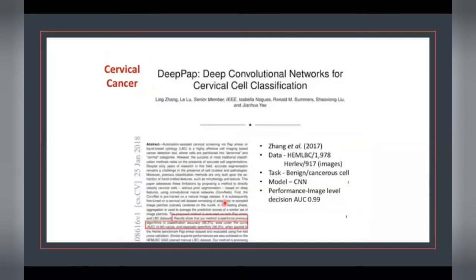Now, this is another technology which has come in. It's called DeepPap. This DeepPap is done on LBC smears. In 2017, Zhang et al. devised an algorithm through which he did a training, and that can actually tell you whether it is a benign or a cancerous cell, or a cell which is atypical, and whether it belongs to an L cell or an H cell, with an accuracy decision of AUC of 0.99, which is close to 1. So these DeepPap techniques are available. It can be used to screen high volume slides.